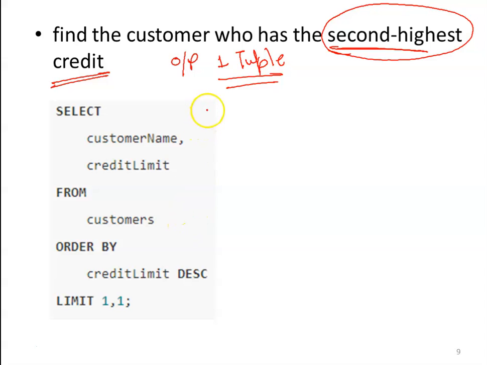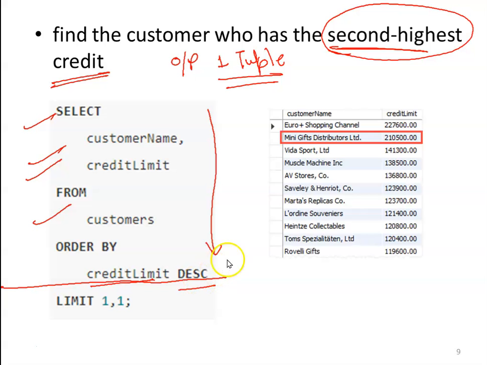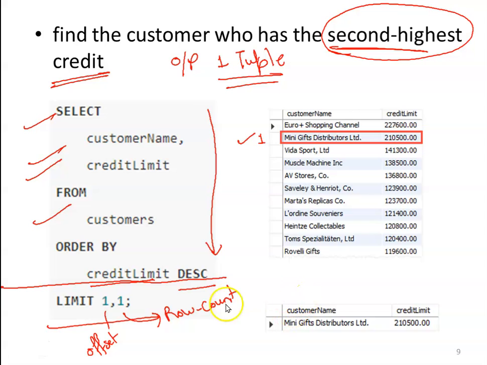So in this case also we follow the same procedure. You see, SELECT customer name, credit limit FROM customers table, ORDER BY credit limit in descending order. Now till here, the output of the query would be a list of all the customers sorted according to their credit limit in descending order. But I am interested in only one tuple, that is the second tuple, that is at index 1. So I make use of the LIMIT clause. I say offset is 1, number of rows is also 1. So this is my offset and this is my row count. So the output would be just one tuple with the second highest credit limit. This is how your LIMIT clause can be used.